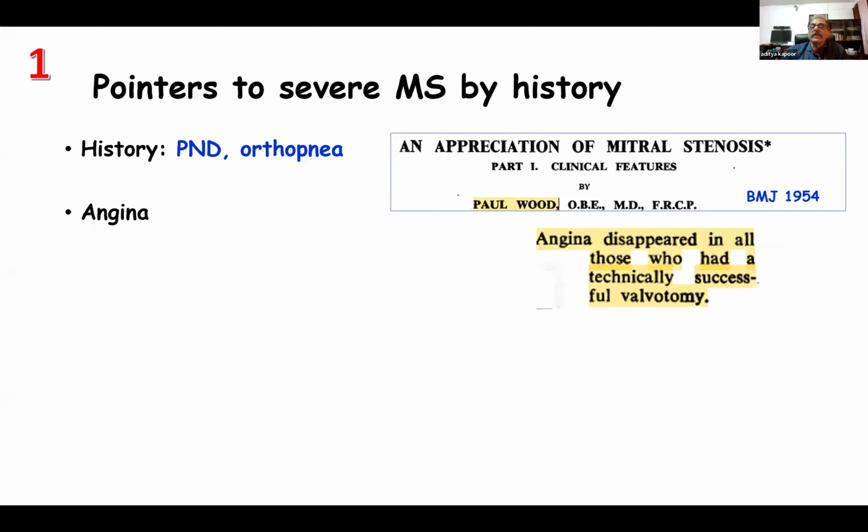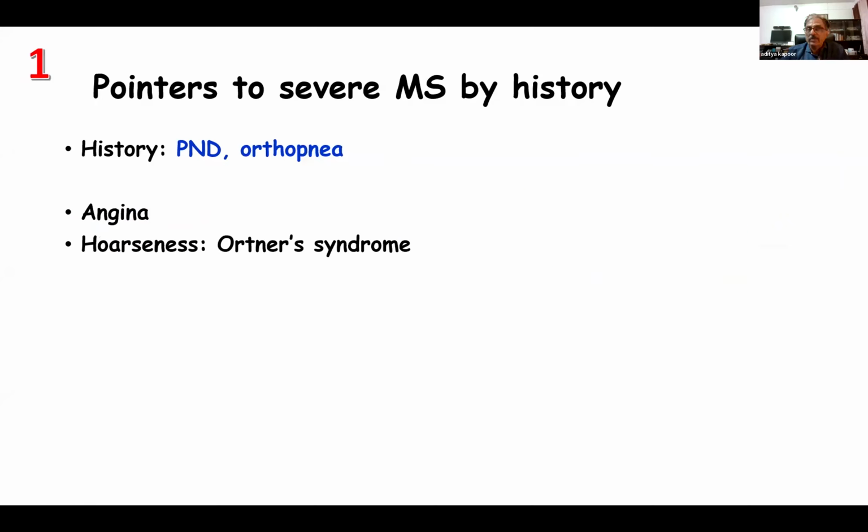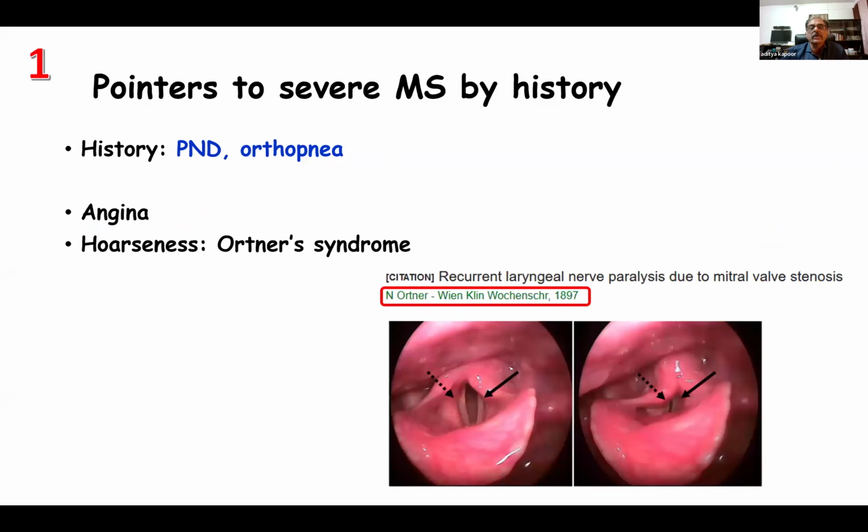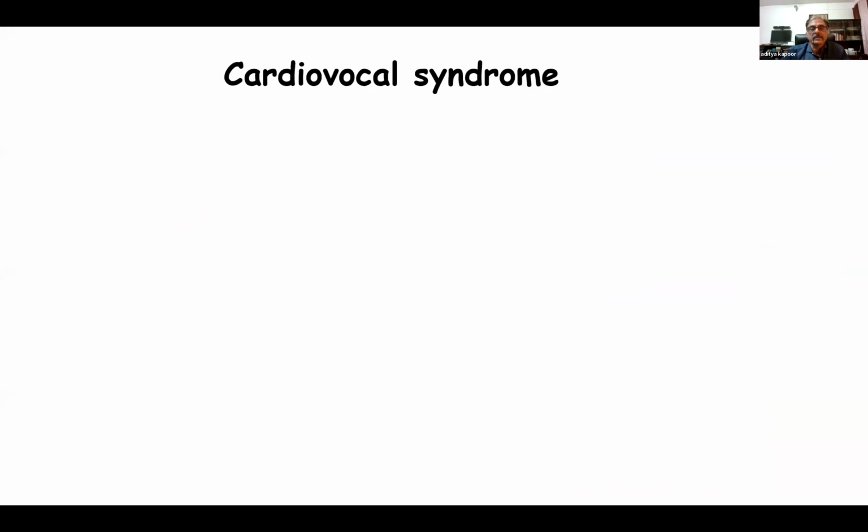So go through this paper, and he categorically said that angina disappeared in all those who had a successful valvotomy. So don't ignore angina in your history. Madam also said about hoarseness briefly, that when the LA enlarges, Ortner syndrome, we all know that, recurrent left laryngeal nerve palsy. So PND, orthopnea, angina, hoarseness. These are important symptoms of severe valve disease.